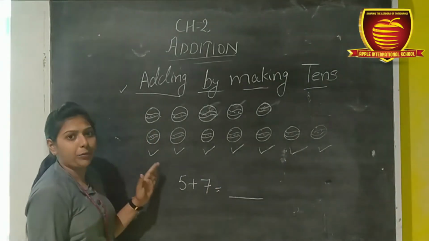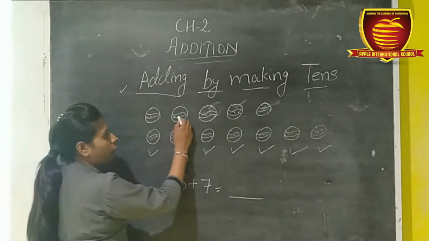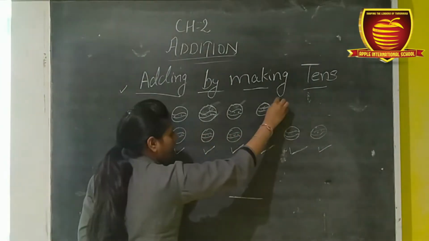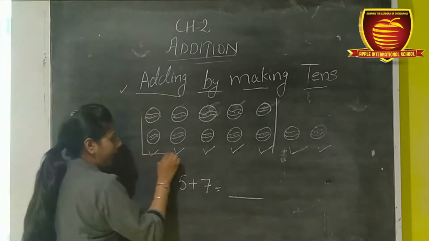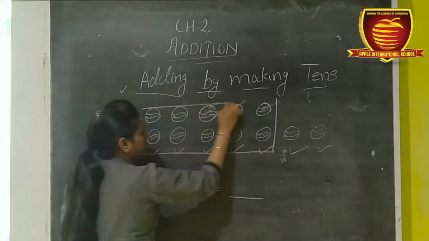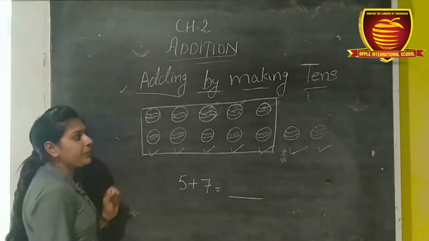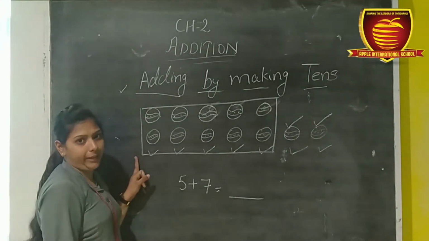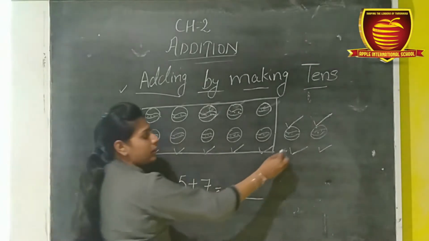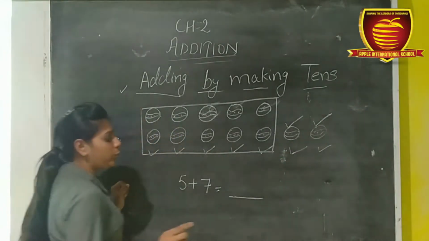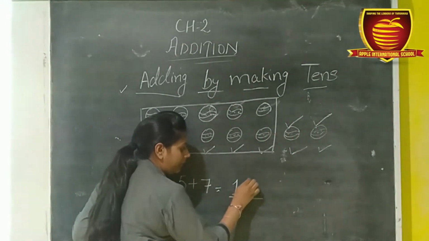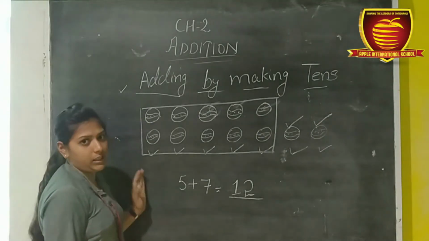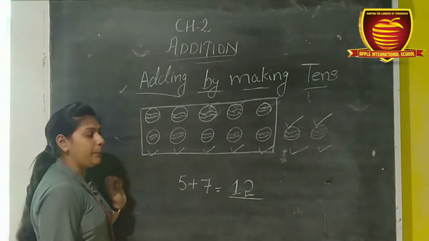But first we have to make a group of 10. 1, 2, 3, 4, 5. 1, 2, 3, 4, 5. First we have to make a group of 10 like this. This is a group of 10 and here 2 balls are left. You know, a group of 10 means 1 ten. 1 ten and 2 ones equals 12. So Ajay, this is another way to add the numbers.